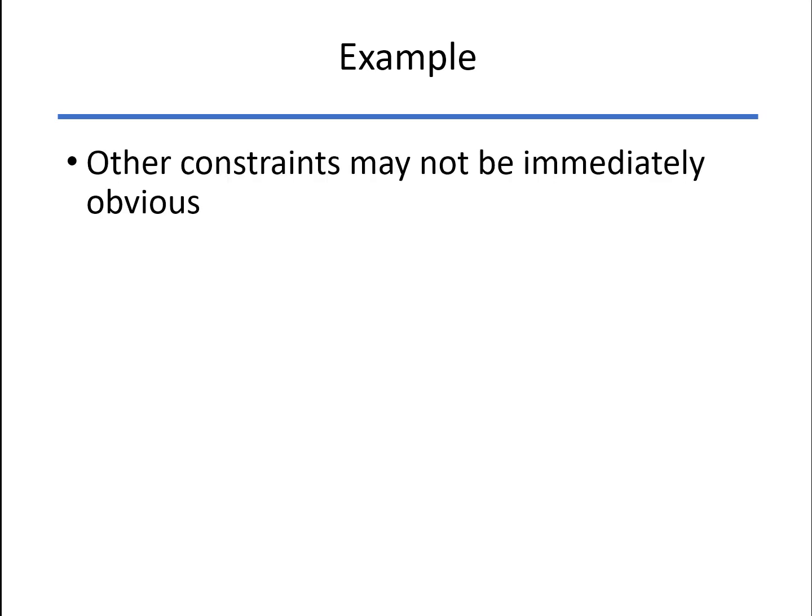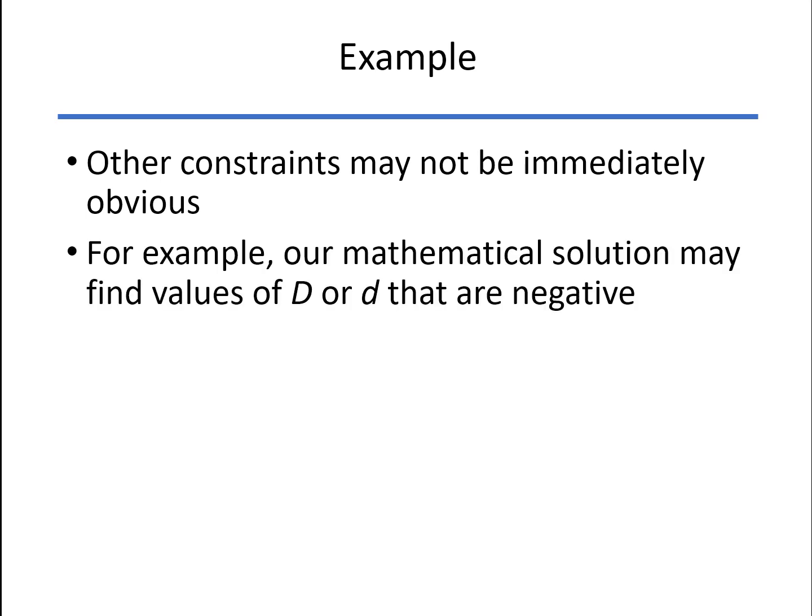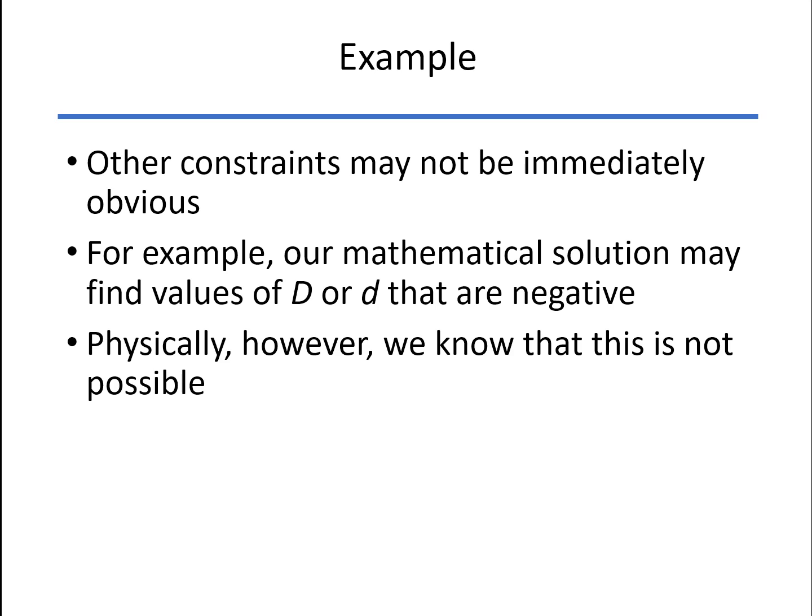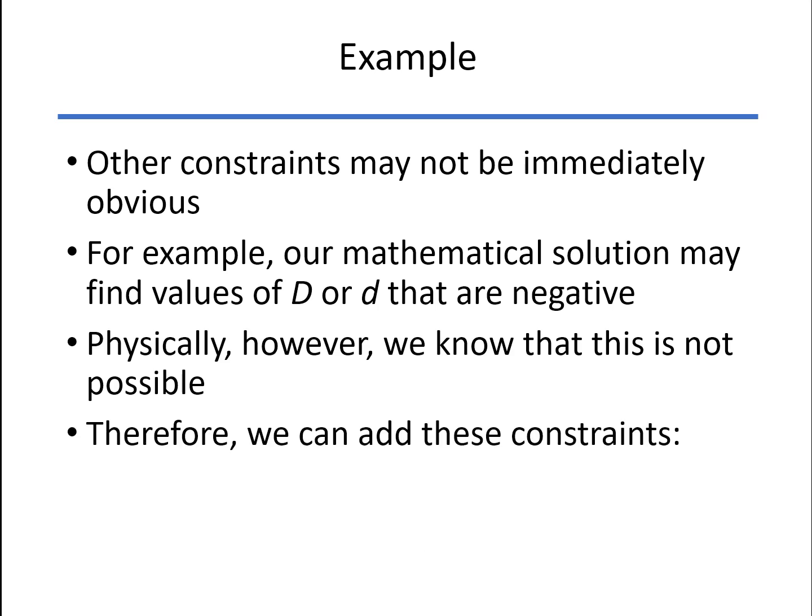And a couple of things we may not know, but if we try to do the mathematical optimization, it could end up being that we have negative values of D or d. So mathematically, that might be good, but of course, physically, we can't have that. So we might add a couple more constraints that both the outer and inner diameter have to be greater than or equal to 0. Okay.